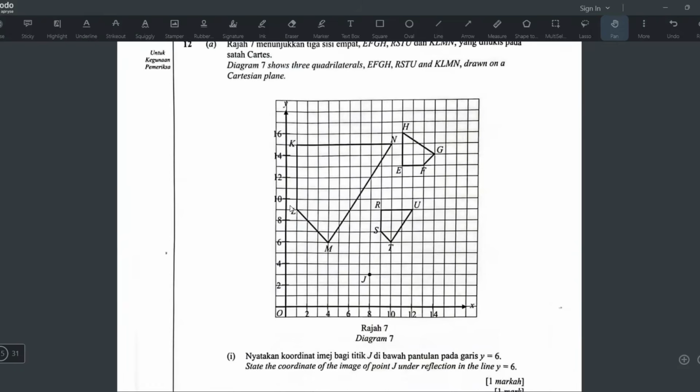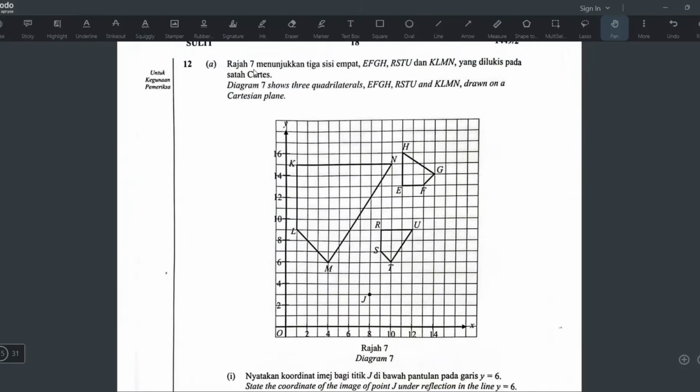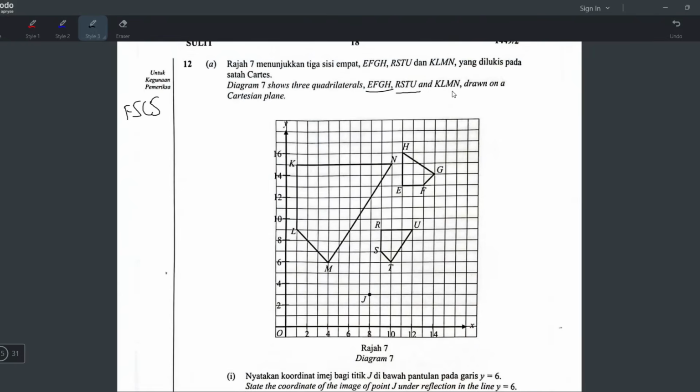Okay, let's do question number 12. This is a transformation question, very obvious. So from chapter 5, the transformation chapter. Diagram 7 shows three quadrilaterals EFGH, RSTU, KLMN drawn on the Cartesian plane. So EFGH is this one, the small one. RSTU is this one, also the small one. KLMN is the big one.